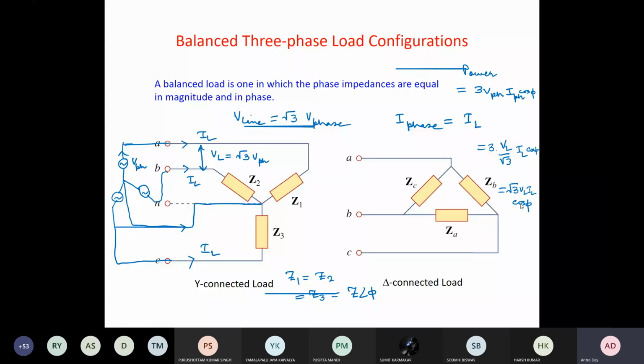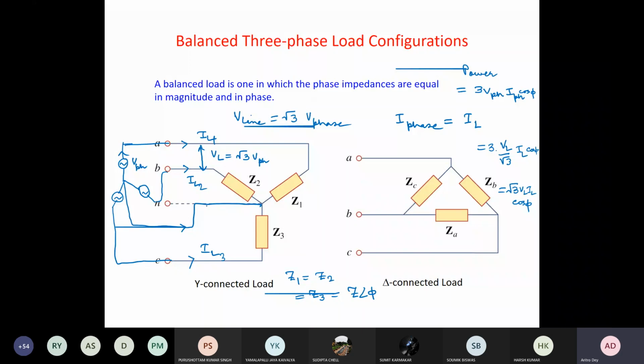Okay. Sir, what is N here? N is your neutral line. This is your neutral line. When Z1 is not equal to Z2, then what will happen at this node? This is your phasor sum of all these line currents. So if they are unequal, then we'll get different line currents, IL1, IL2, IL3. So the sum of these three won't be equal to 0.